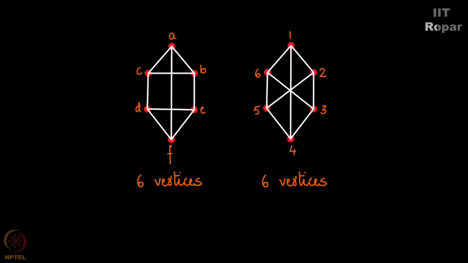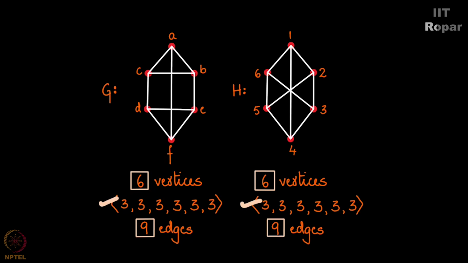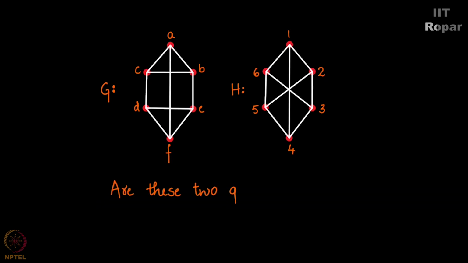But let me just check the degree here. The degree is 3, 3, 3, 3, 3, 3 for all the nodes in G, and 3, 3, 3, 3, 3, 3 for all the nodes in H. So the total number of vertices here is 6. The total number of edges, if I count, 1, 2, 3, 4, 5, 6, 7, 8, 9. Both have the same number of vertices, the same number of edges, and the same degree sequence as well. But my question would be, are these two graphs isomorphic?